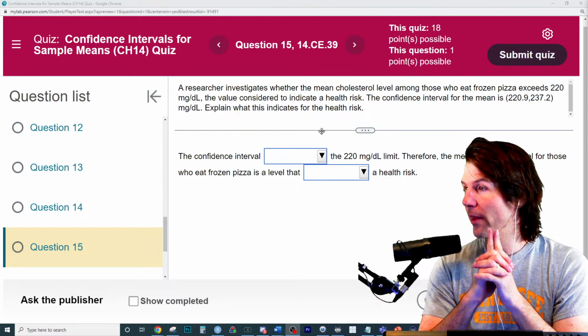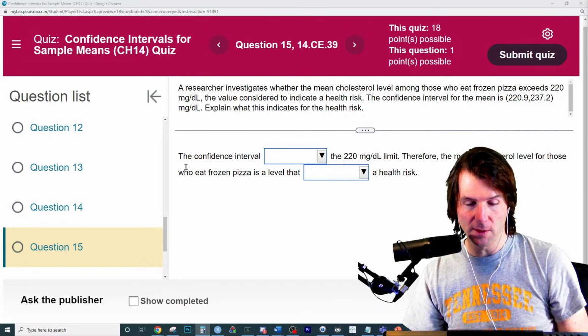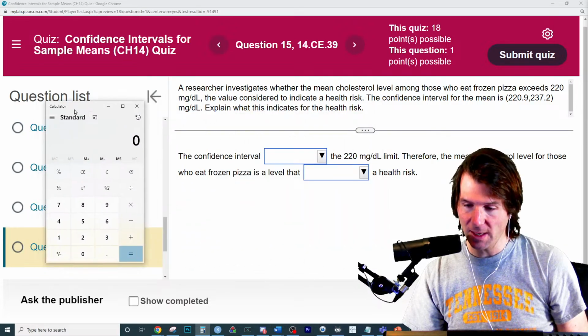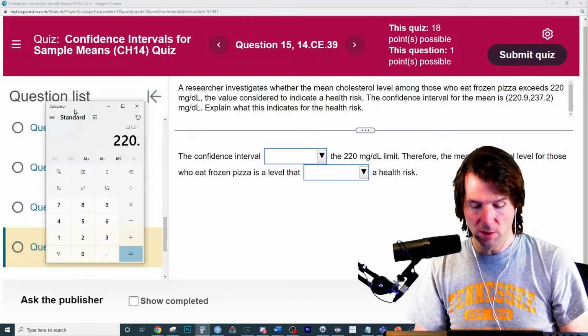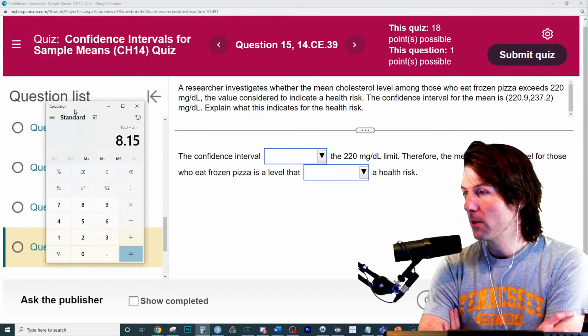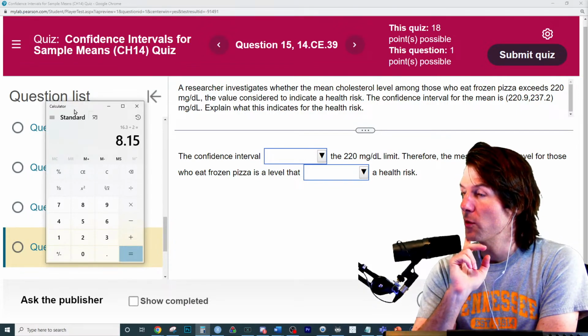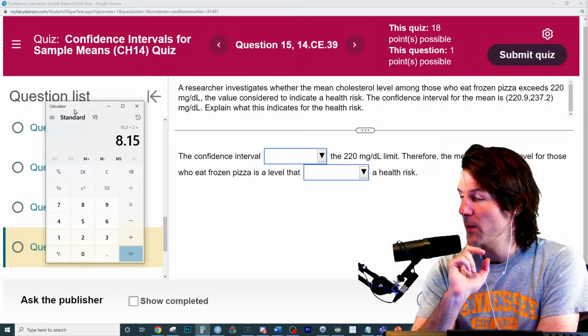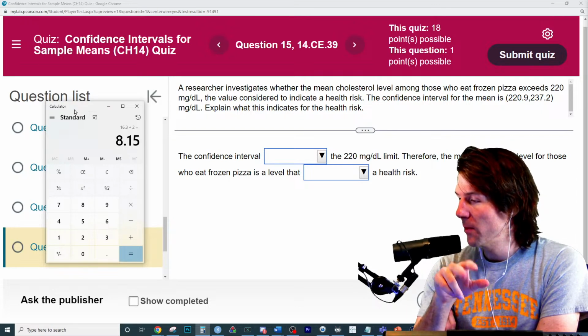So if you want to find the margin of error of the interval, the margin of error is half the length of the interval. So if it said find the margin of error of this interval, we could do the following, and the margin of error is 8.15. So how would we interpret this 95% confidence interval to estimate the true mean cholesterol level of people who eat frozen pizza? So I am 95% confident.